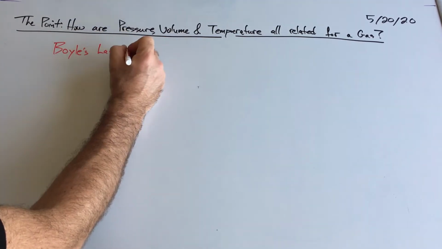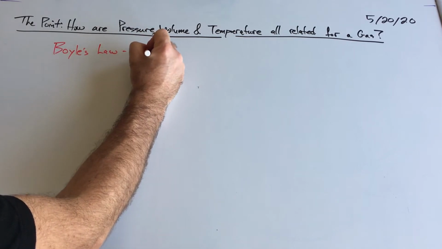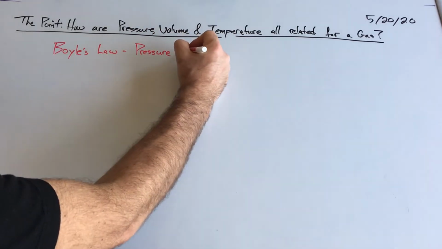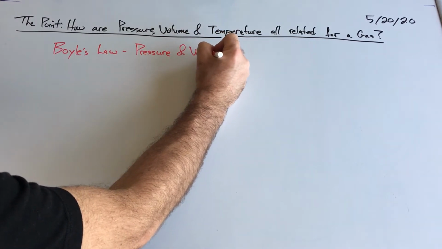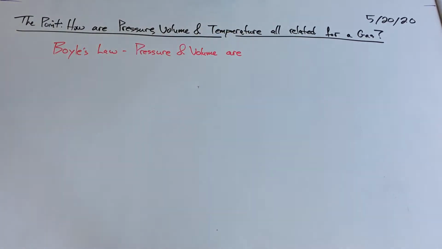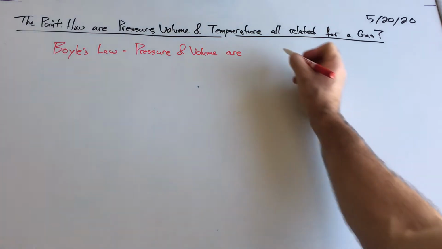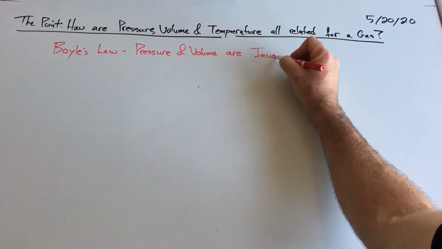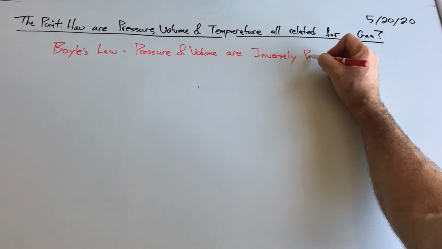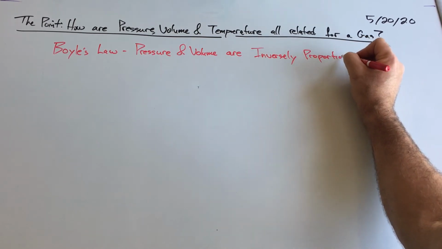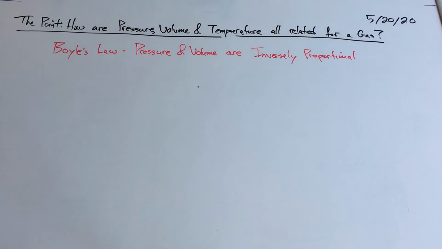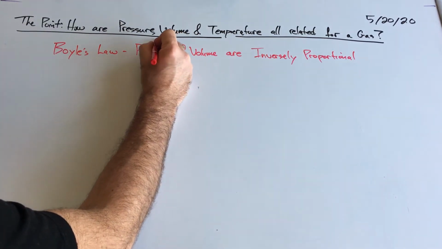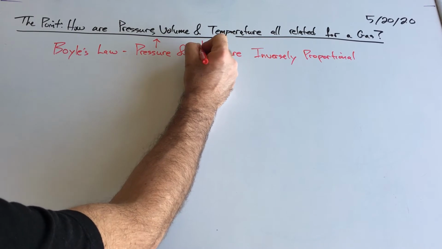And Boyle's law says that pressure and volume are not proportional. Does anybody know what the opposite of proportional is? That's right, inversely proportional. Well done. What that means, inversely proportional is the exact opposite. If pressure goes up, volume goes down.